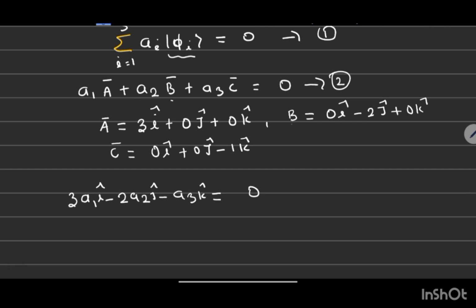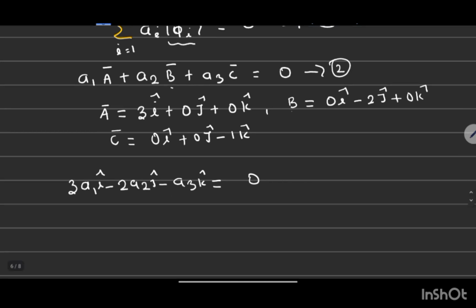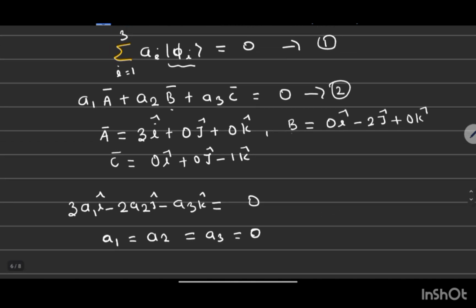These unit vectors i, j, k are linearly independent base vectors basically. By no way you can add these. So the only possible solution for this equation is a1, a2, a3 all being 0. So the only possible solution is all the components are 0. That means they are linearly independent.